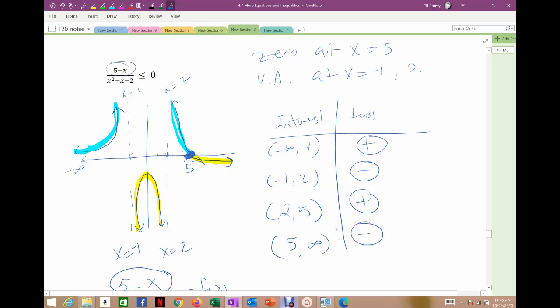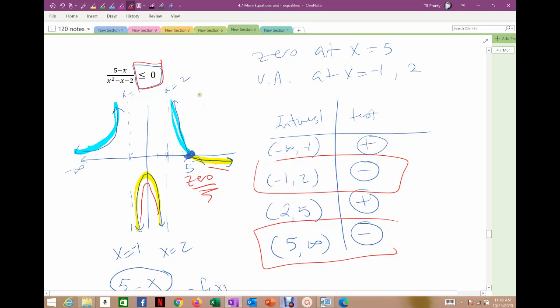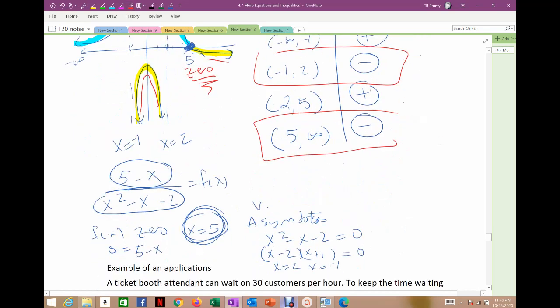Alright, now what do I want as my final answer? Well, I want everything that is less than or equal to 0. So I've got to remember this is my 0. It's going to be a part of my answer. So I want all of the negative parts, and that's the yellow parts, and the zeros. And so my answer is this, but then don't forget to include the 0. It's really easy to forget that. So make sure you double check the equal to.